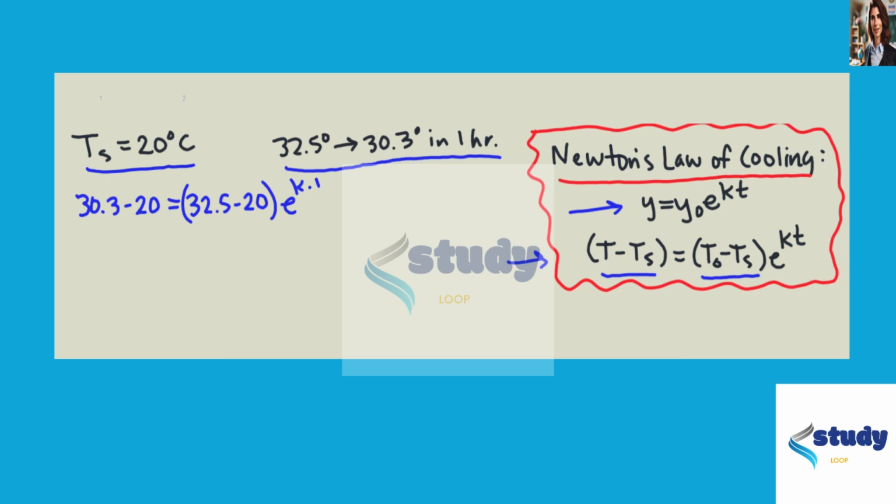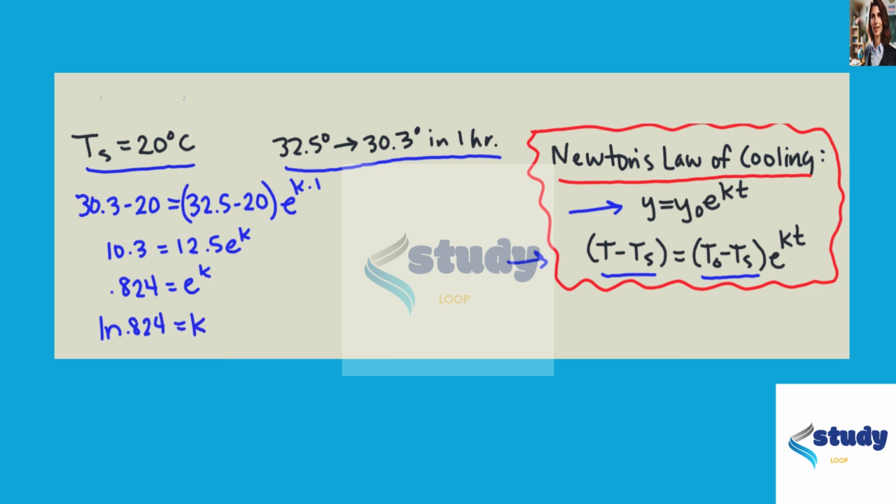Okay, let's go ahead and simplify this and solve for k. We end up with 10.3 equals 12.5 times e to the k. Then we divide both sides by 12.5, and we have 0.824. So 0.824 equals e to the k. And then we take the natural log of both sides, and that gives us k.